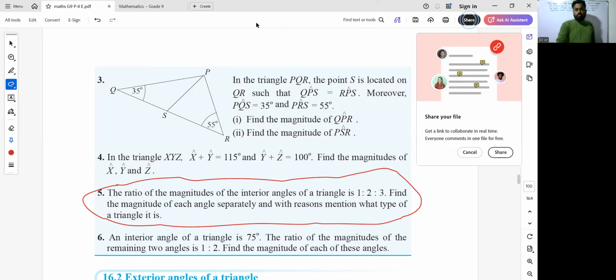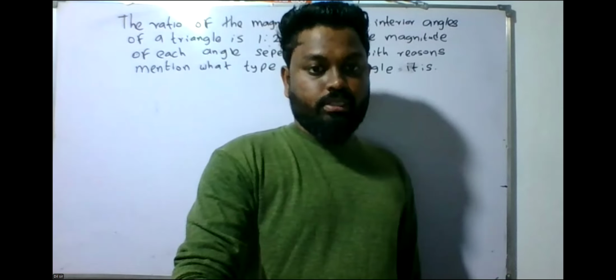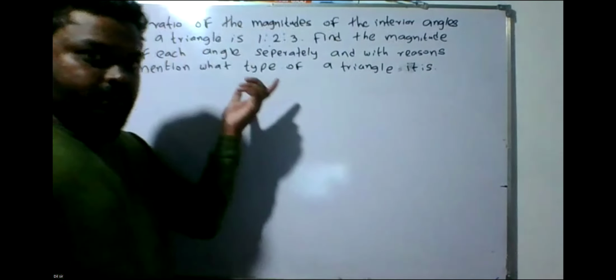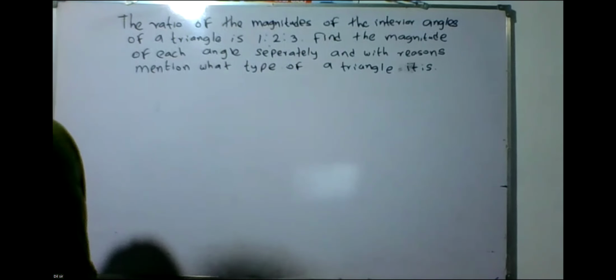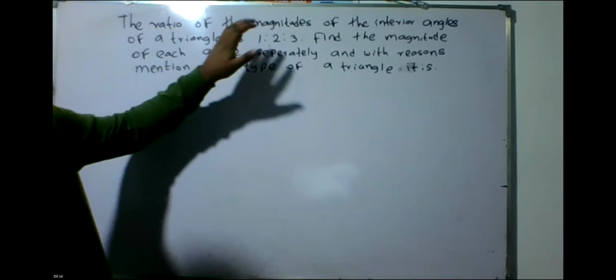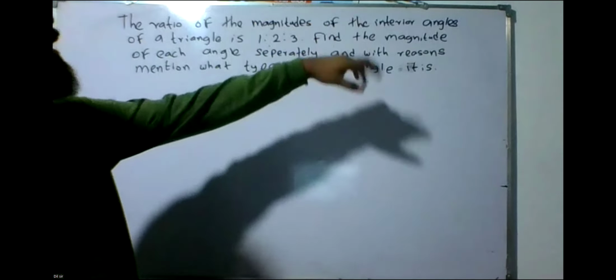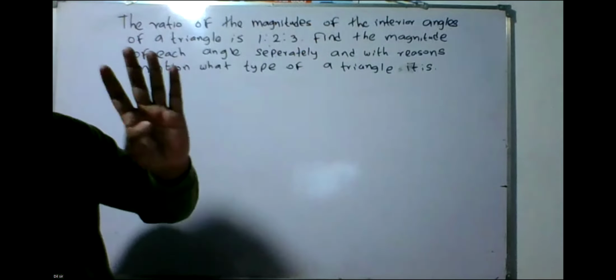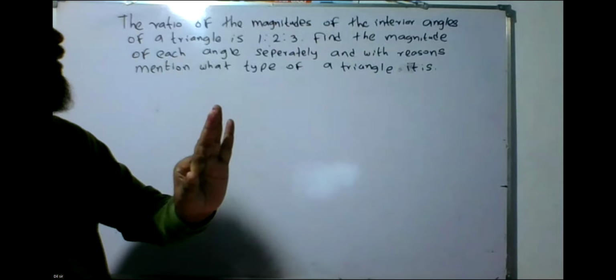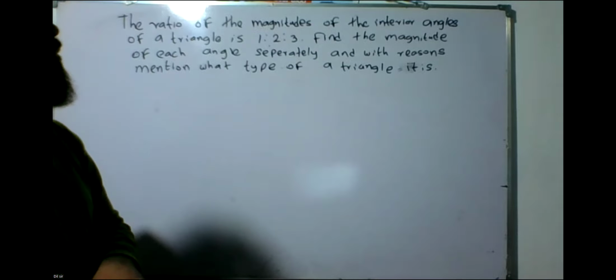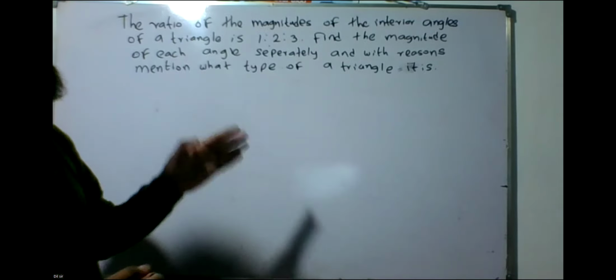Okay, my dear students, now I will stop the share screen. Now don't worry. I have taken the question to the board. The ratio of the magnitudes of the interior angles of a triangle is 1 to 2 to 3. The ratio of the magnitudes of the three angles is 1 to 2 to 3.